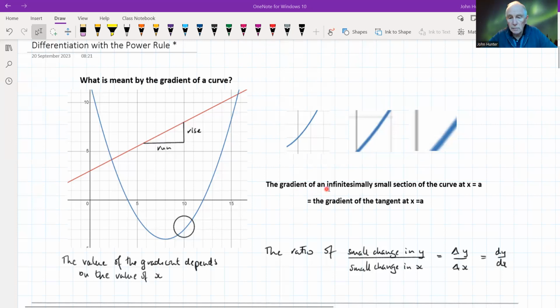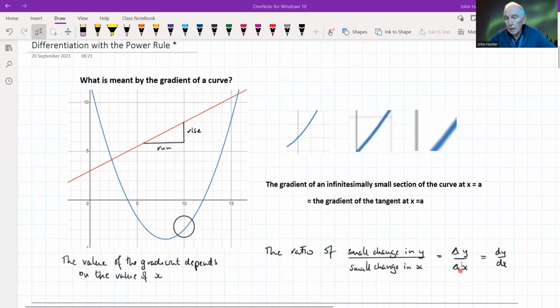So the gradient of an infinitesimally small section of the curve, when we've zoomed in at this point, x equals a, is actually the gradient of the tangent. What we're looking at really is the ratio of a very small change in y as we go along the x-axis, as the value of x increases. So a small change in y compared to a small change in x.